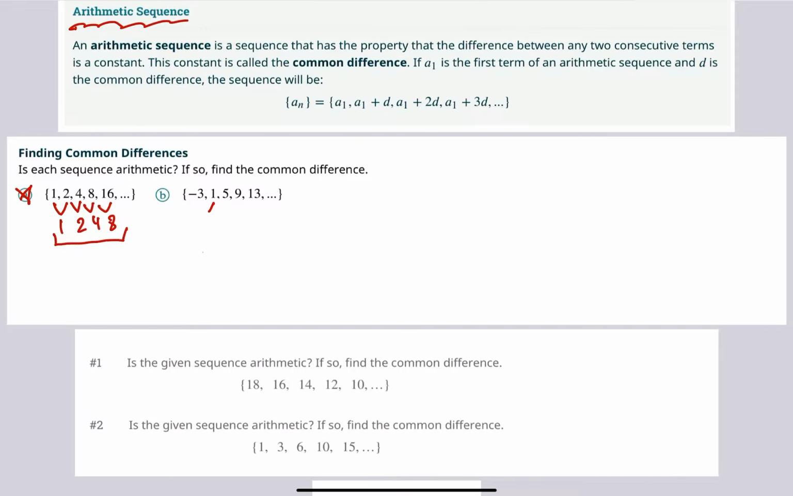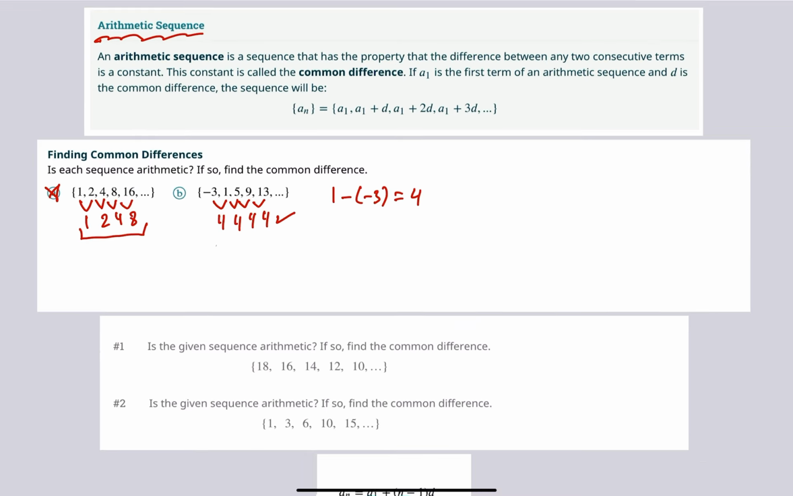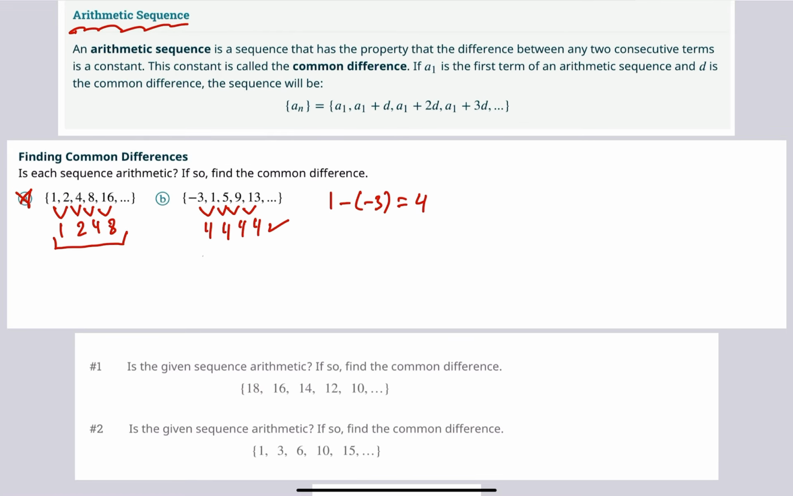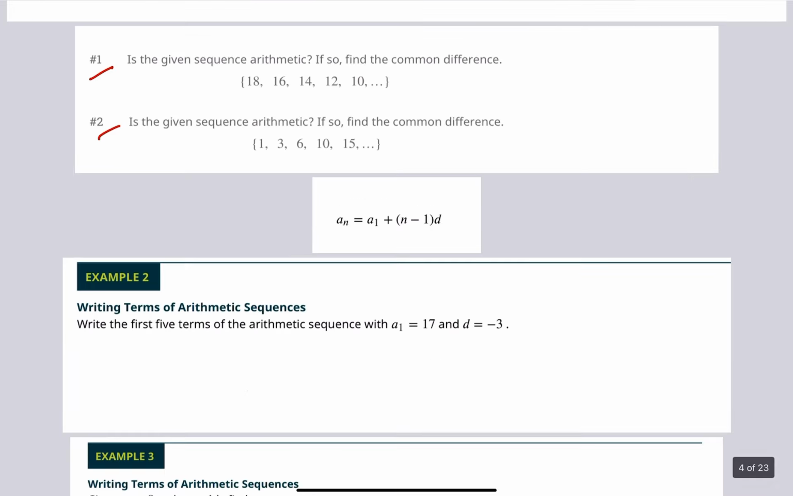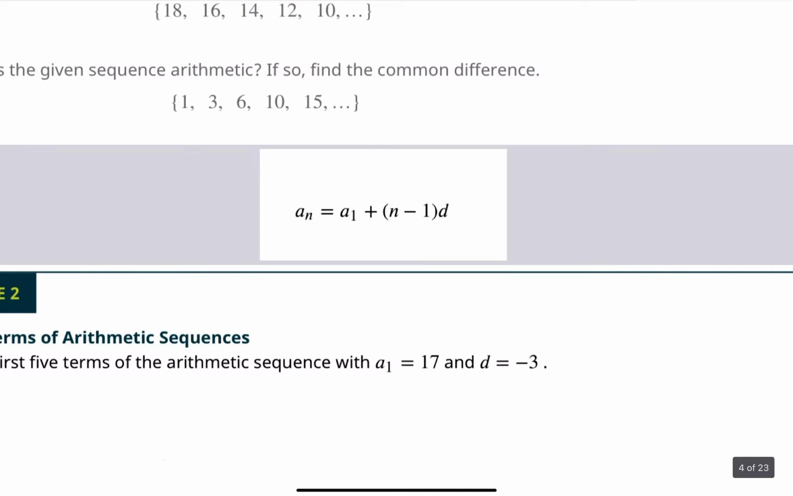What about the second one? 1 minus negative 3, which simply equals 4, right? And you have 5 minus 1, which is 4, 9 minus 5, 4. 13 minus 9, which is also 4. And this is definitely arithmetic. We have a common difference. You can try these two, 1 and 2, and try and determine whether both, one of them, or neither are arithmetic. Now, this is the general formula.